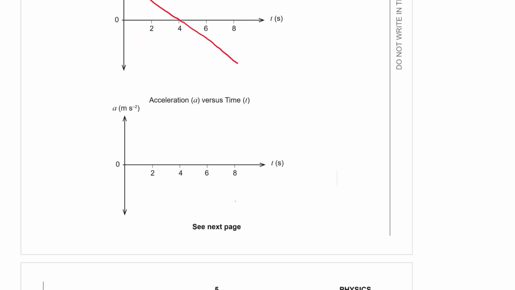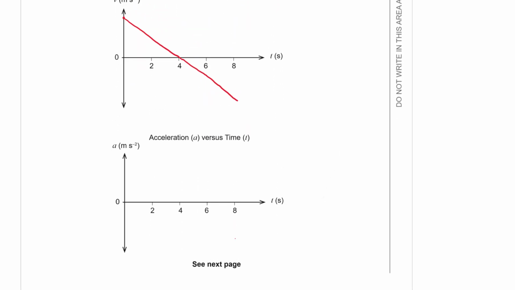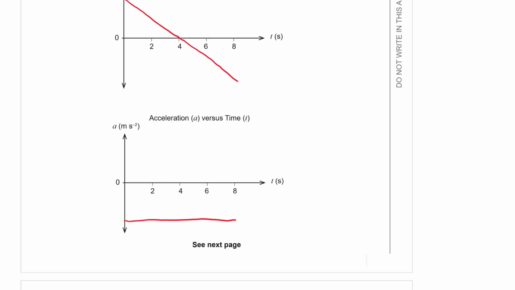Now the acceleration, pretty straightforward one. The acceleration is the same at all times. We want to pick a value that we think will be negative 9.8, and it'll be pretty static along there. Now you probably want to use a ruler if you have one. Unfortunately for this computer I don't. And there we go.